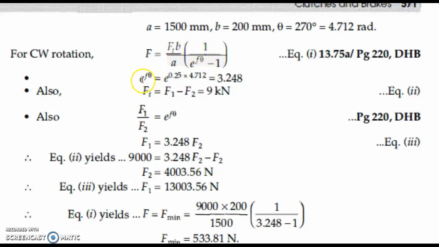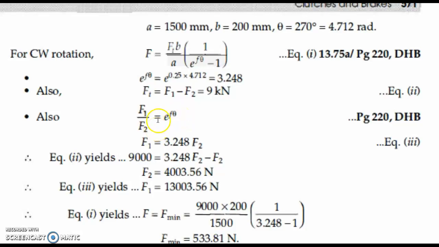Now we have to find all the parameters here. What is the value of e raised to mu theta? Mu and theta are given, so we can find e raised to mu theta value, that is 3.28. Then Ft is already given in the question, that is F1 minus F2 is equal to 9 kilonewton. And we know that F1 by F2 is equal to e raised to mu theta. That is given in our data book, page number 267, equation number 13.18a.